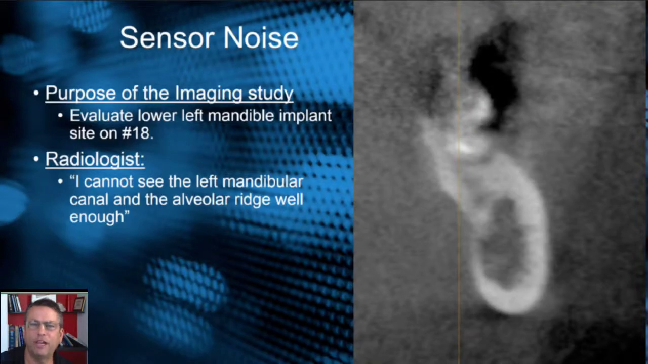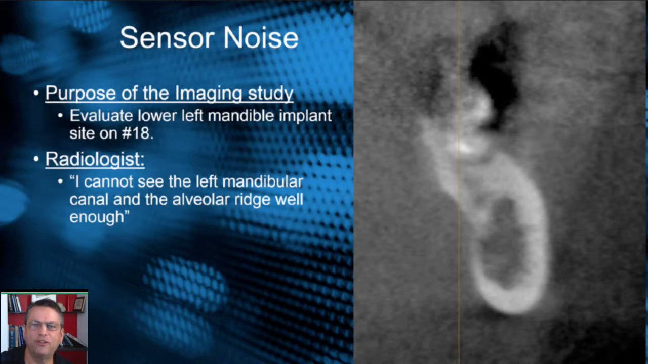Here's an example of a scan that has a lot of noise in it due to the sensor. This is the limiting factor of this scanner. This is a good image. This is the best image that this scanner can do. And the purpose of the imaging study was to evaluate the lower left mandible implant on site number 18.